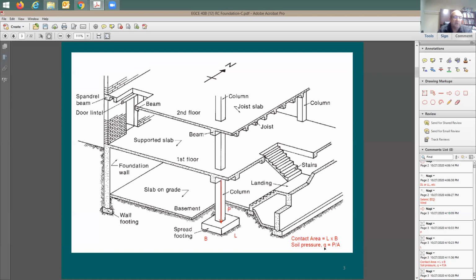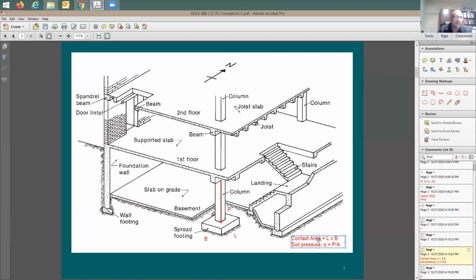This Q here, we need to be sure it's within the allowable. So the soil engineer is going to come to us and say, the allowable soil pressure that you can use at this location within this site is this much. So let's put here Q allowable. Q sub allowable is going to be equal to some value he gives us. For example, let's say 3,000 PSF, which means each square foot of the soil is able to take up to 3,000 pounds.